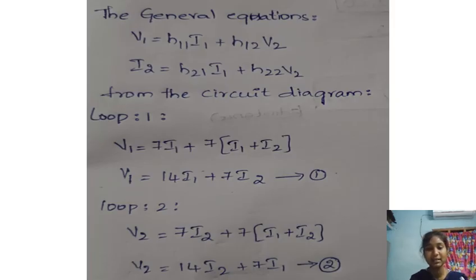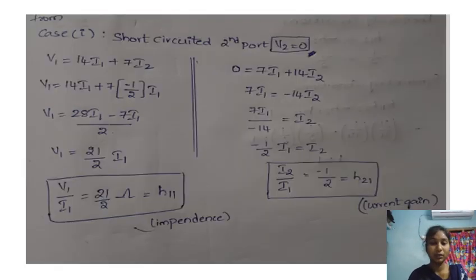Let us consider this as equation 1. From loop 2, V2 is equal to 7I2 plus 7 into (I1 plus I2). V2 is equal to 14I2 plus 7I1. Let us consider this as equation 2. As we know, there are two cases. In the first case, V2 is equal to 0 because we short circuit the second port. In case 2, we open circuit the port, so I1 is equal to 0.